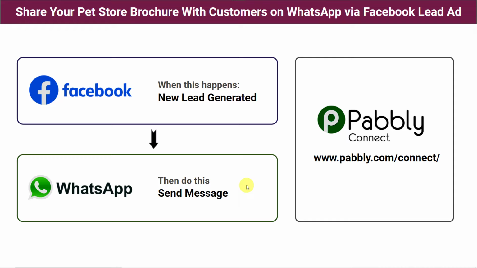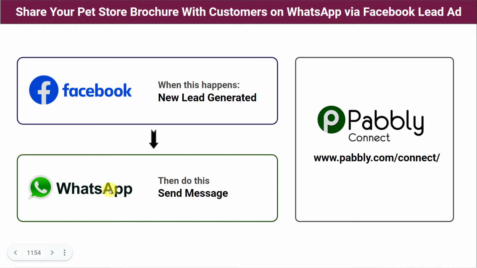But this will be a time-consuming and a tiresome process, and it becomes quite impossible when you have hundreds and thousands of leads in a single day. So how are you going to do this? The second option is you can create an automation so that whenever a Facebook lead ad is generated, automatically a message along with your pet store brochure will be sent on the WhatsApp number of the customers. But here there is one problem, that there is no direct connection between Facebook and WhatsApp. So how to do this?